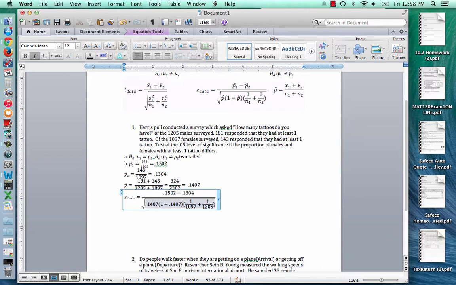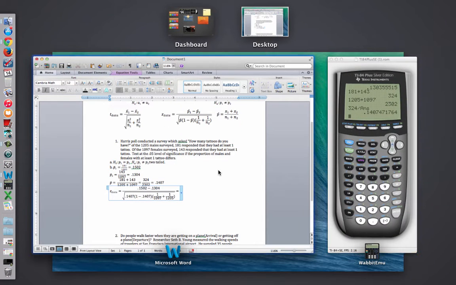Oh, I did those in reverse, but it doesn't matter. They're both in there. Okay, I should have put the 1205 first, but it won't matter. Okay, and then let's plug this into the calculator so that we can get our answer. Let me move over to the calculator. So actually, let me write this here first.